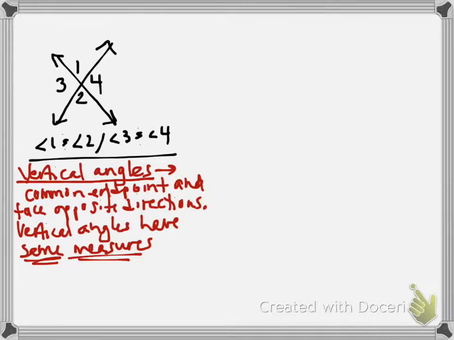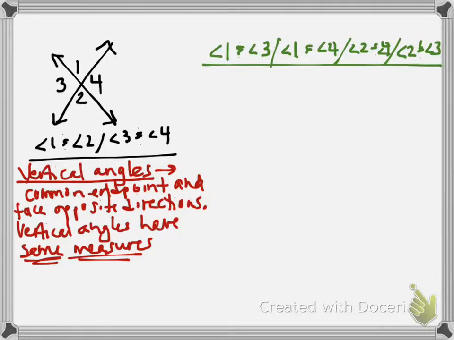Okay. Now, angles 1 and angle 3 form what kind of angle? It's the same as what I get for angle 1 and angle 4. It's the same as what I get for angle 2 and angle 4. It's the same as what I get for angle 2 and angle 3. What do we call two angles that are side by side?